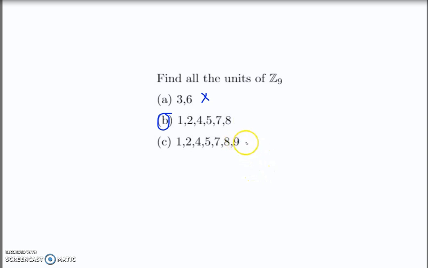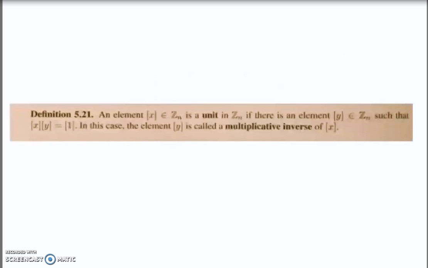And then in C, it looks just like B, except what? It has the number 9 inside. And our set doesn't even include the number 9, because remember, we're in integers mod n, we only work up to n minus 1.